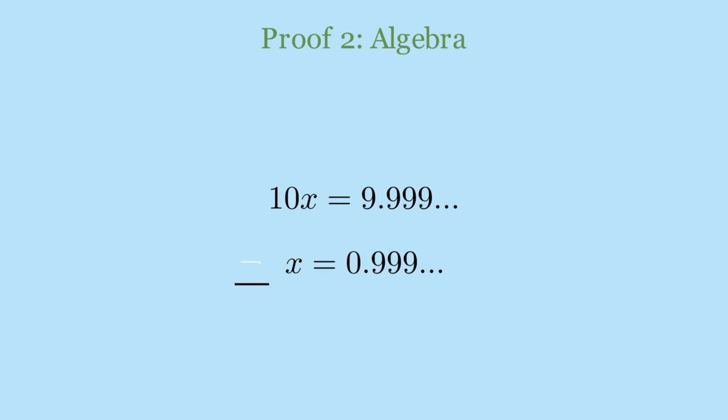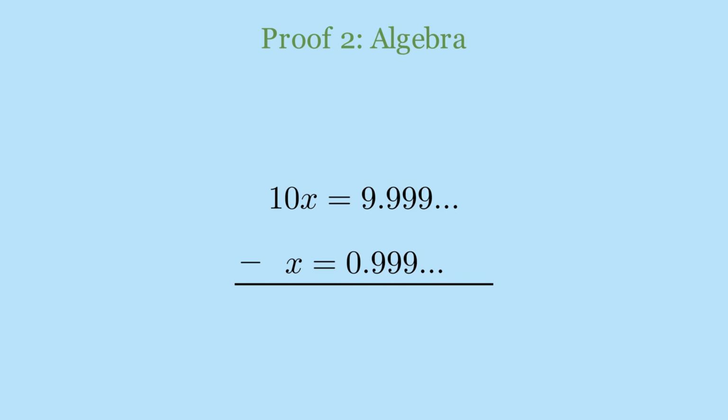If that didn't convince you, let's use some algebra. Let's call our mystery number x. So, x equals 0.999 repeating. Now let's make it bigger. Multiply both sides by 10. Now we have 10x equals 9.999 repeating. Here is the magic trick.